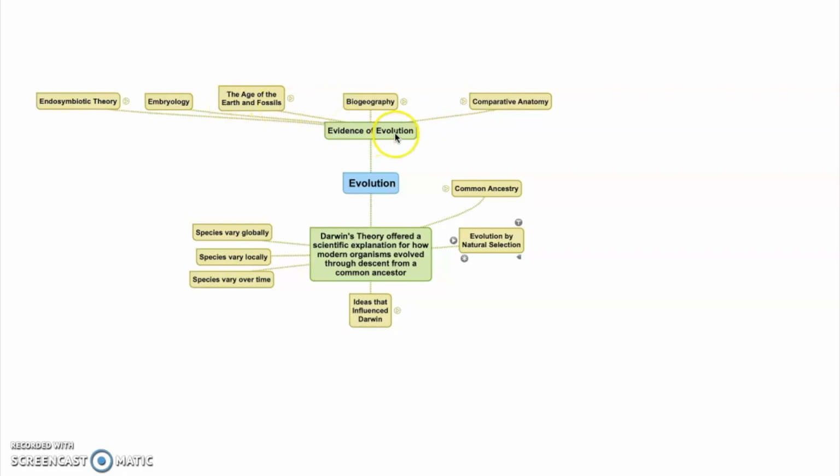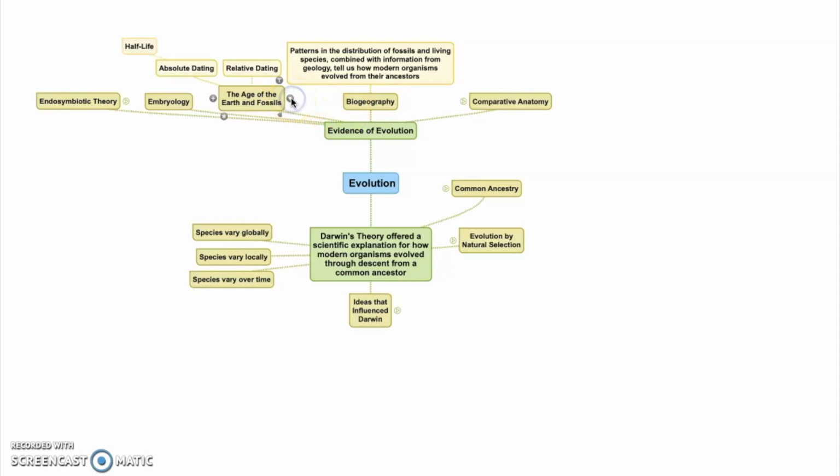So let's take a look at biogeography first. And we can see here that biogeography is just patterns in the distribution of fossils and living species. And we're going to combine that information with geology and kind of take a look at where these organisms have come from.